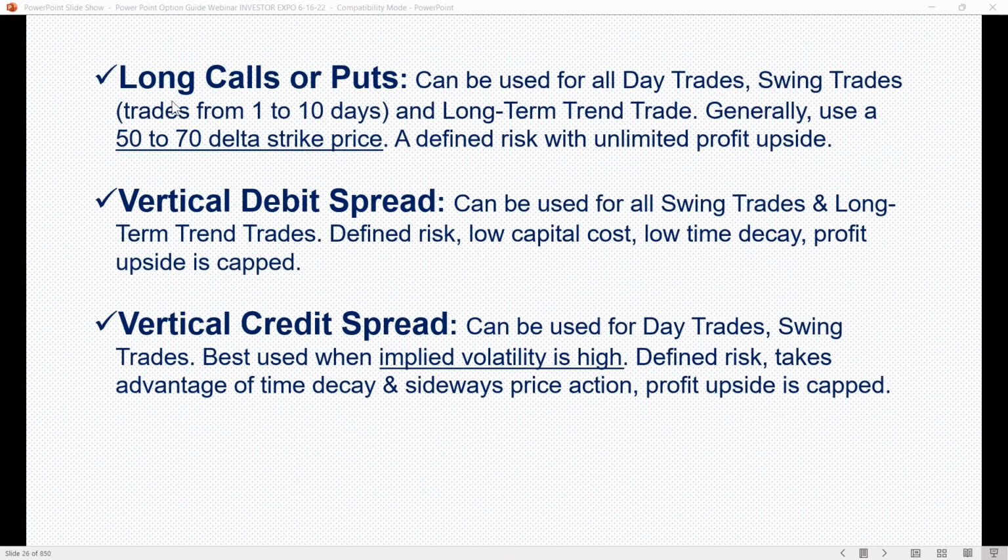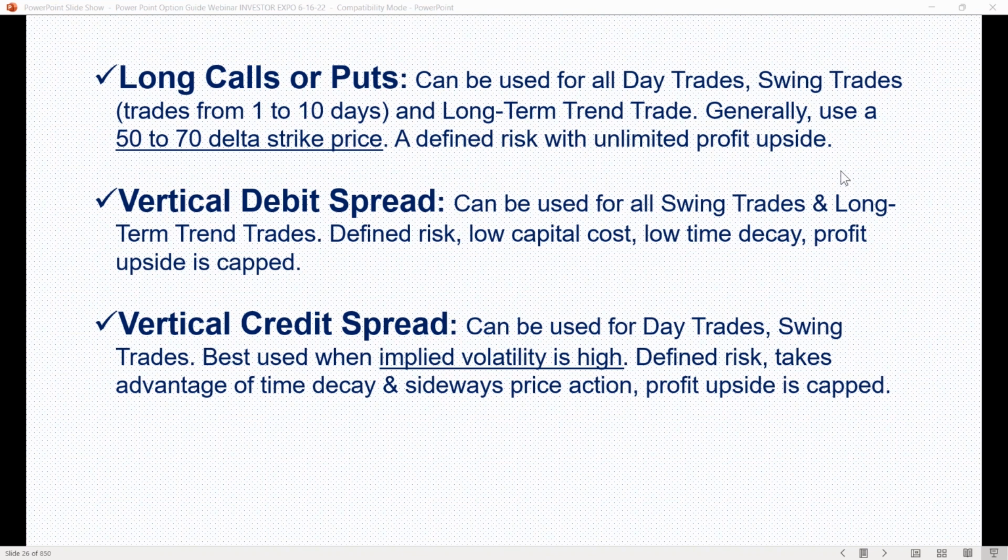So if you look at just the basics of it, what is a long call or put? These can be used for your day trades. Instead of just buying stock outright, you could just buy a call or put, depending on which direction you think the market's going to go. You can use these for swing trades. Those are what I identify as trades that could last a day to 10 days or a little bit longer. Or you could use them for longer term trades.